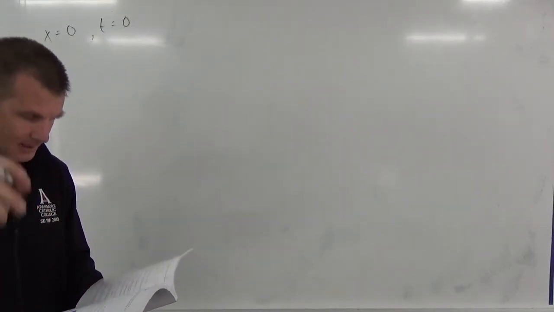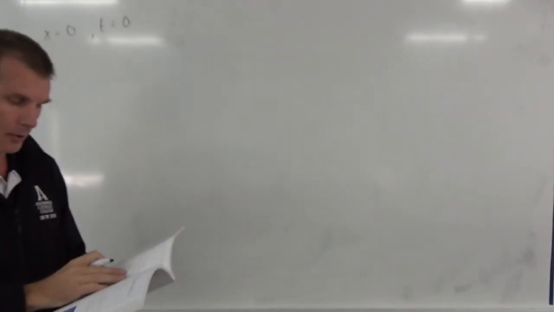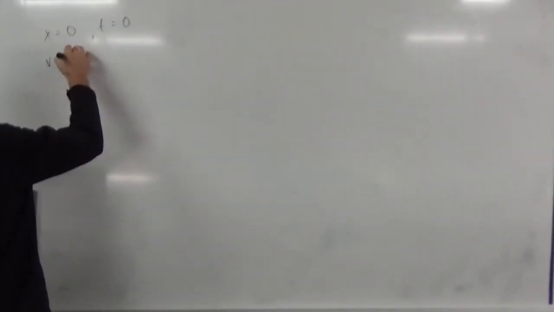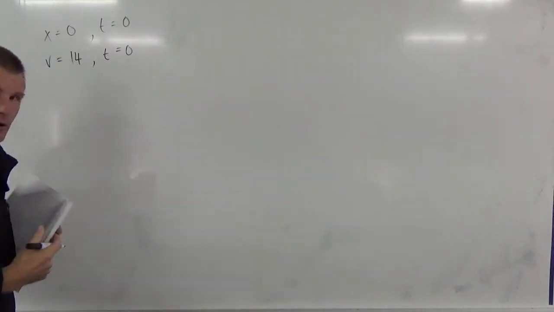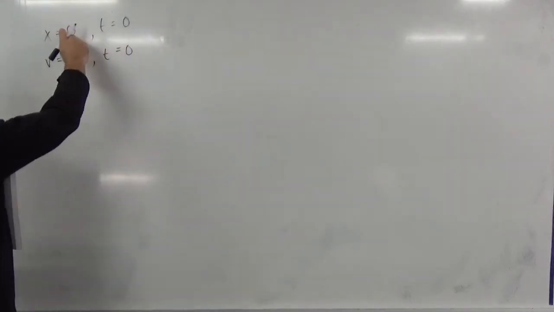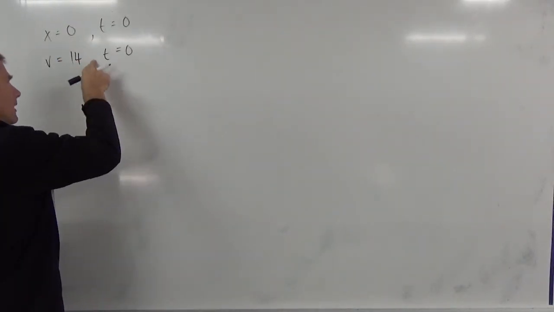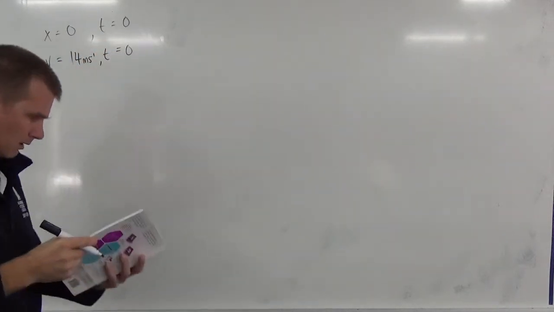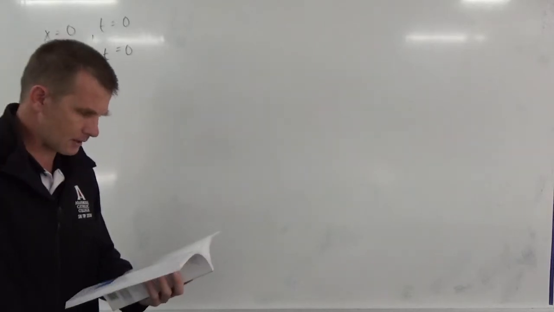And at that instant, that's meaning at time equals 0, the body has a velocity of 14 meters per second. So that means that v equals 14 when t equals 0 as well. Okay, so when time is equal to 0, we're at the origin with a velocity of 14 meters per second. I probably should add in the meters per second here. There we go.